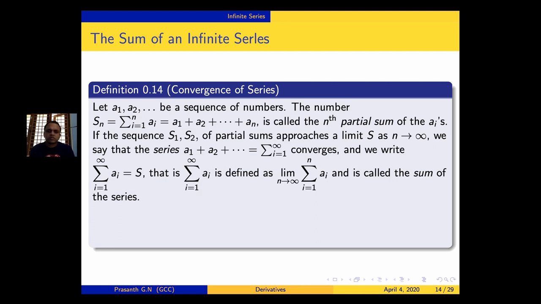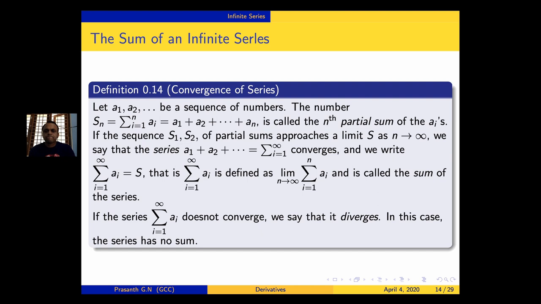Now if this sequence s1, s2, etc. approaches a limit s as n tends to infinity, then we say that the series a1 plus a2 plus etc., equal to sigma i equal to 1 to infinity, converges, and we write sigma i equal to 1 to infinity ai equal to s. That is, sigma i equal to 1 to infinity ai is defined as the limit as n tends to infinity of the sum i equal to 1 to n ai, and is called the sum of the series. If the series sigma i equal to 1 to infinity ai does not converge, we say that it diverges. So we say that the series has no sum.